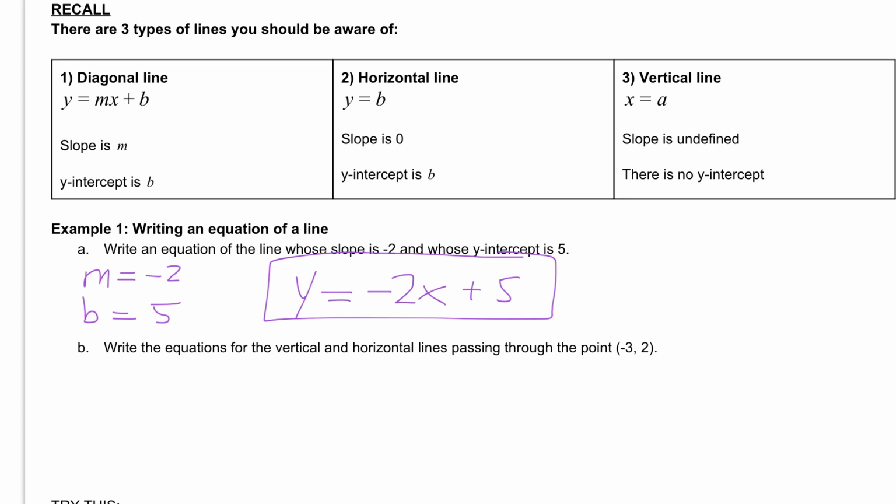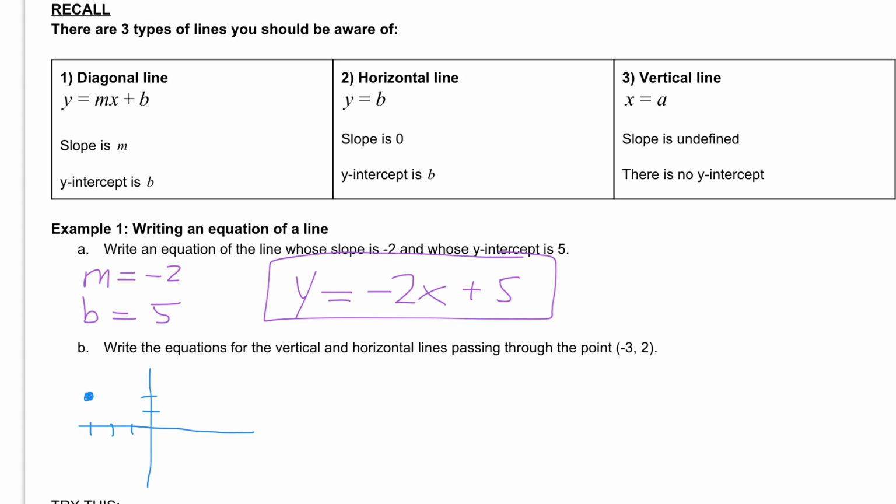If we take a look at letter B, we want to write the equations for the vertical line and horizontal line passing through the point (-3, 2). Let's graph that point just so you have a visual of how to write these equations. The point (-3, 2) is this point right here.